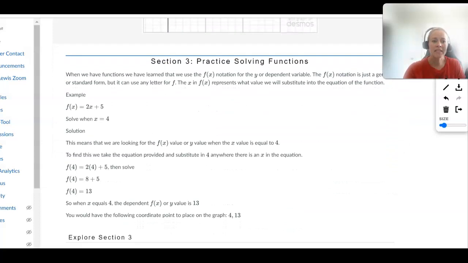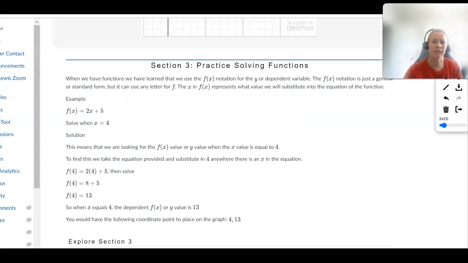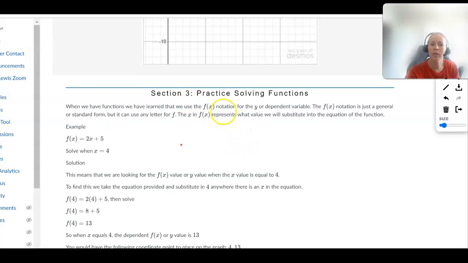Okay, I'm going to leave this last problem. I guess we'll just look at it together since there's not a video for this one. So section 3, practice solving functions. When we have functions, we've learned we use this function notation, f of x. Remember, it's similar to using y. The f of x notation is just the standard form, but it can be any letter for f. The x in f of x represents what value we will substitute into the equation of the function.